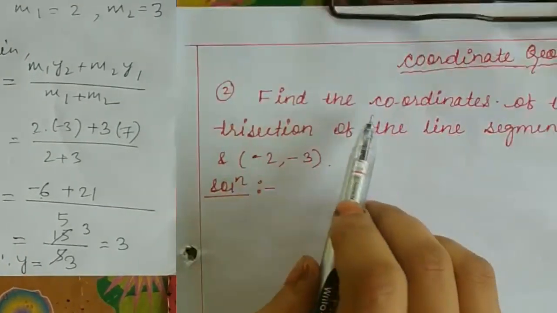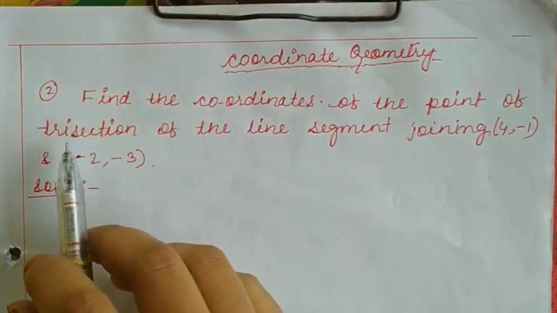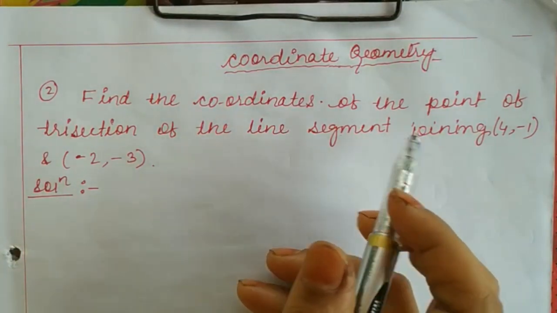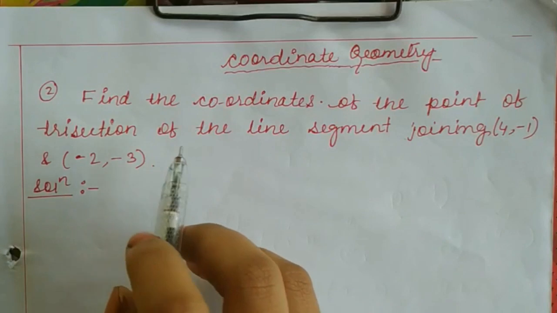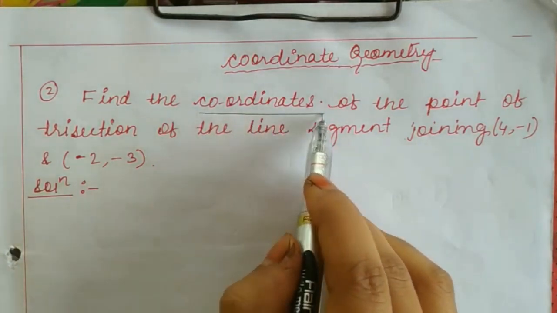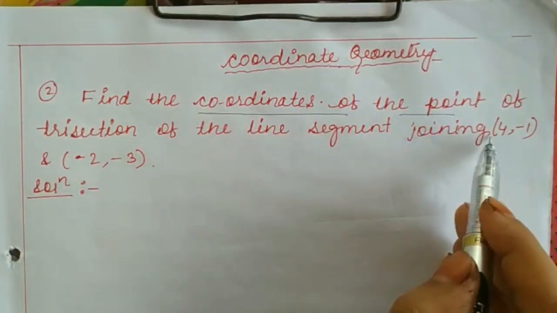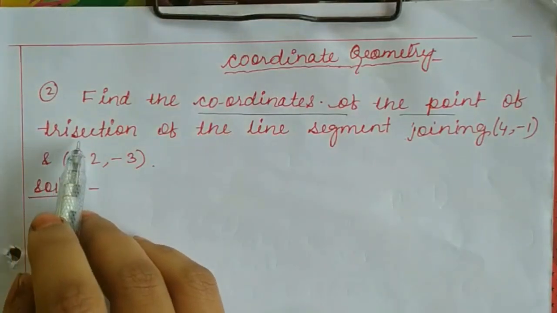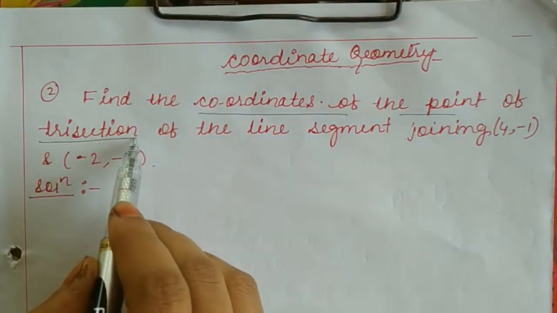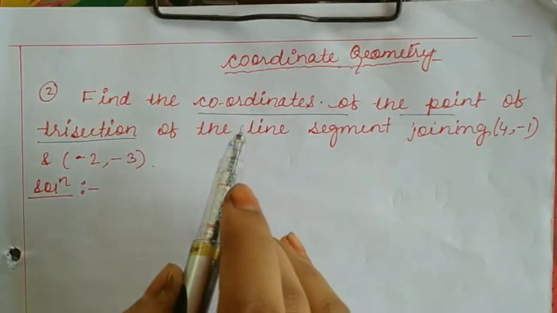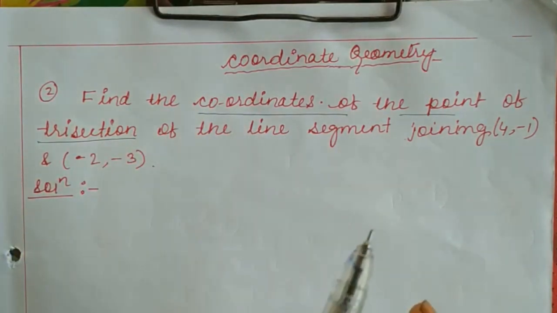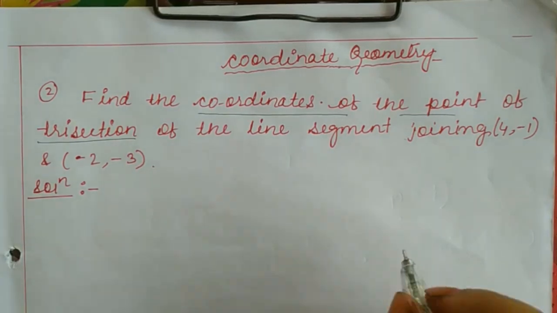Very easy. Find the coordinates of the points of trisection of the line segment joining these two points. The 2 points are given. We have to find the coordinates of that point which divides the line into how many sections? Into trisection, that means into 3 sections. A point divides a line into 3 sections. We have to find that point.